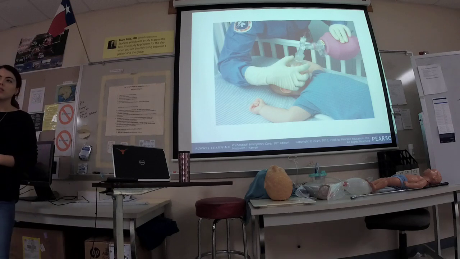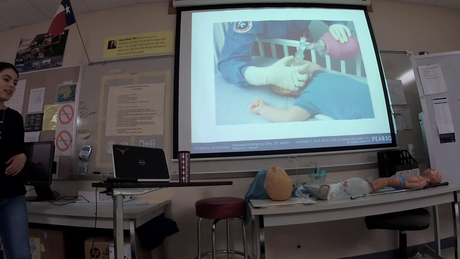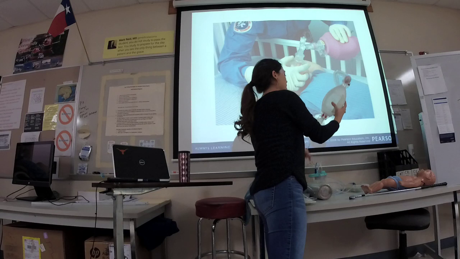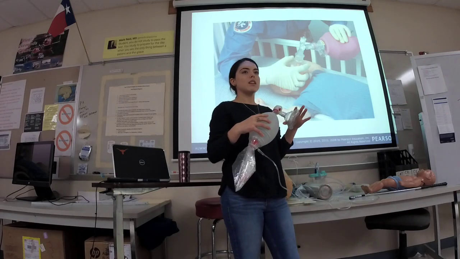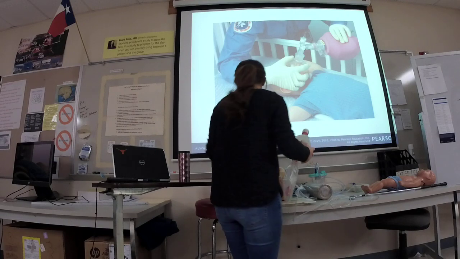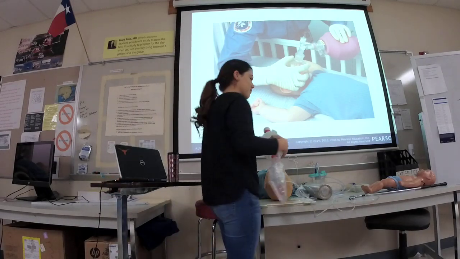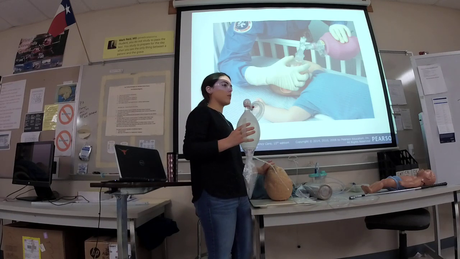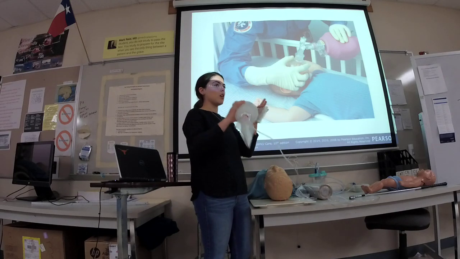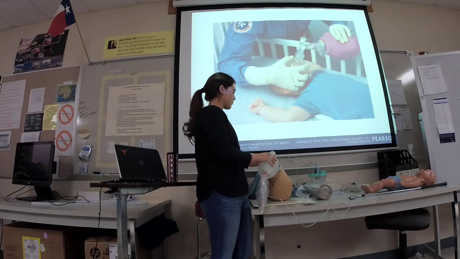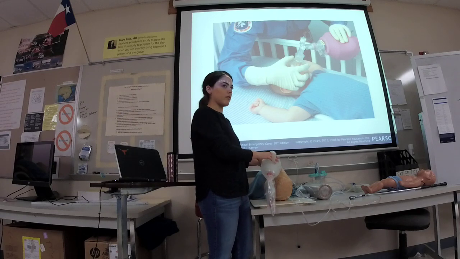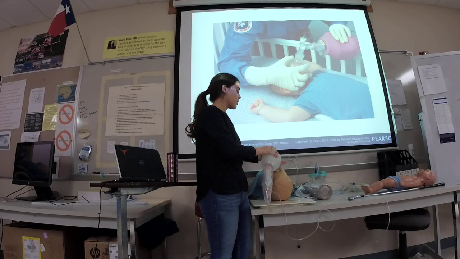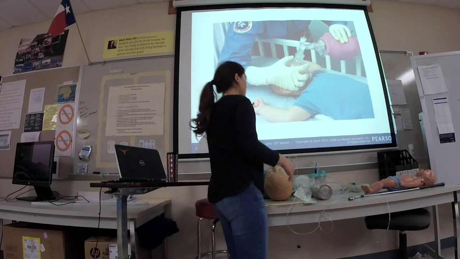Whenever we were doing the skills last week, I noticed that some of you guys weren't holding the seal as well, but just remember that it's going to be the EC method. So these 3 fingers are going to help us with the head tilt chin lift, and then the C is going to help us keep that seal. So just make sure to do that whenever you're giving ventilations. Some of you guys are going just like this, but the best seal is going to be the EC method.